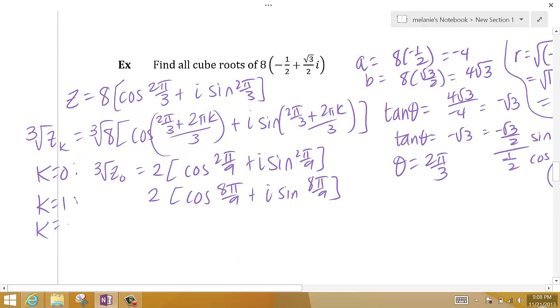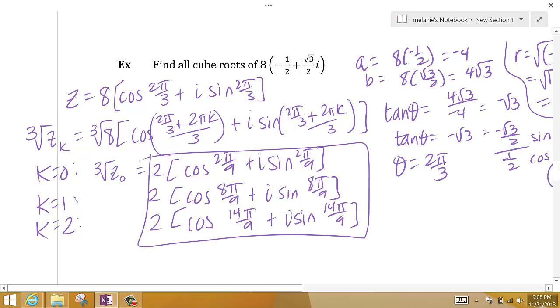And then if k is 2, and I go up to 2 because I have a cube root, I go 1 less, so I end up with cosine. If I put a 2 in here, I get 2 pi times 2, I get 4 pi. So 4 pi is 12 pi over 3, so I have 12 pi over 3 plus 2 more pi over 3, so I have 14 pi over 3, and then I divide that by 3, so I get 14 pi over 9 plus i sine 14 pi over 9. And you can also plug these in a calculator and figure out your decimal approximations if you want to, but here they are: the cube roots of that complex number.